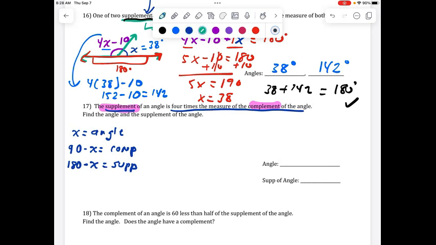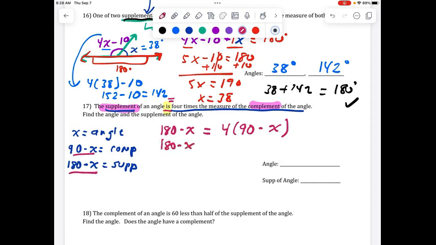Let's follow it exactly as we see it, meaning the word "is" really often means equals. So if it says the supplement of an angle is, supplement is abbreviated as 180 minus x. So 180 minus x equals 4 times the measure of the complement. The complement is 90 minus x, so 4 times the entirety of 90 minus x. So there's my equation based on the language. What I'm going to do is solve for x.